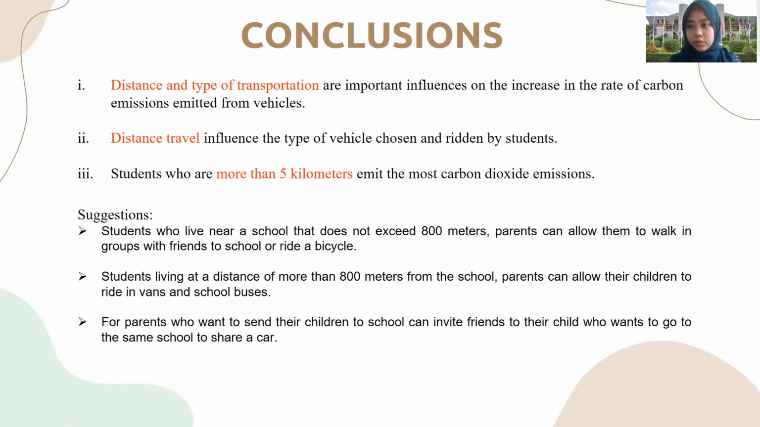My suggestions for this study are: for students who live near a school, not exceeding 800 meters, which is our buffer zone, parents can allow them to walk in groups with friends to school or ride a bicycle. Students who live more than 800 meters from the school, parents can allow their children to ride in vans or school buses. And for parents who want to send their children to school because they have much time, they can invite their child's friends who go to the same school or same destination to share a car.